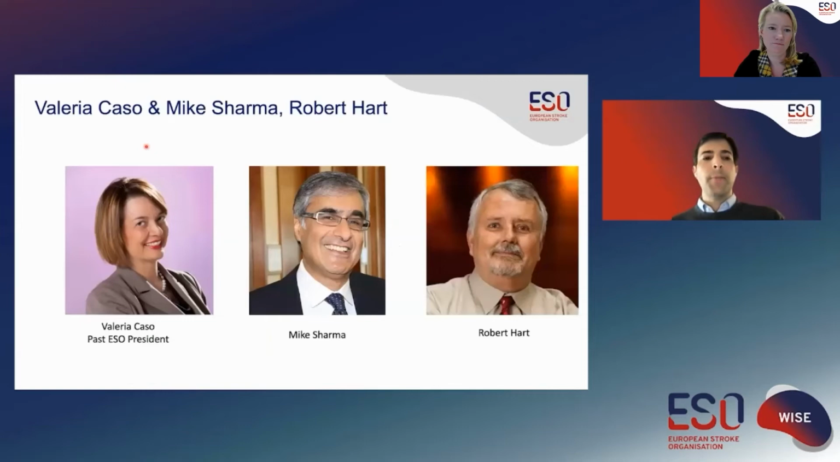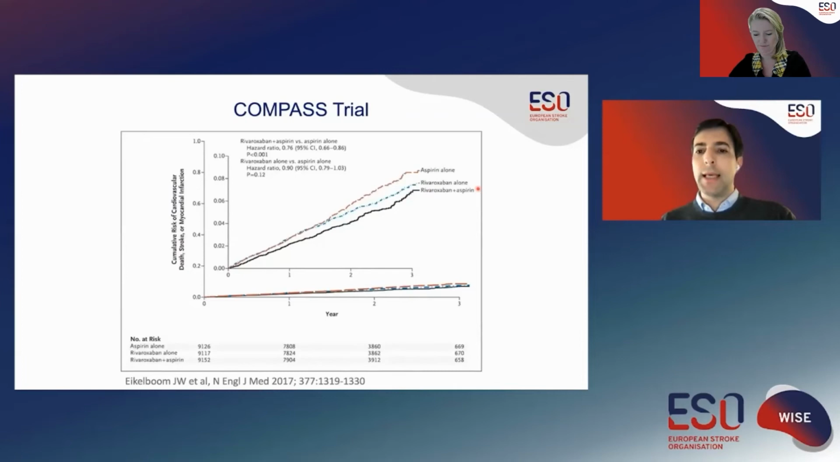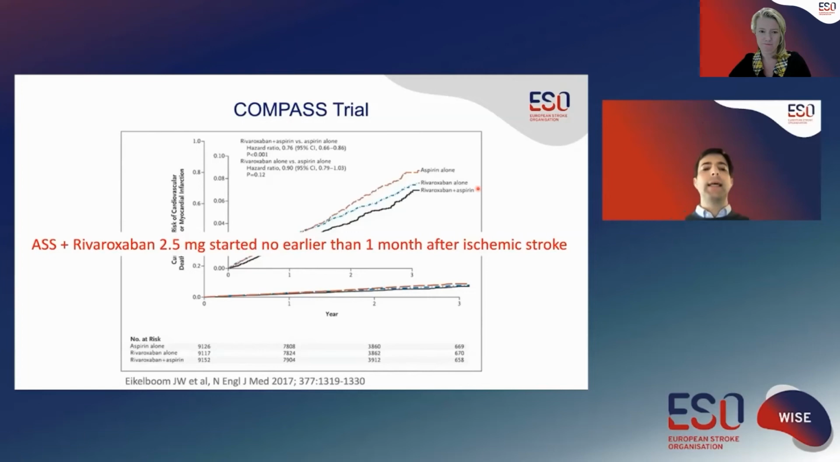And talking about trials, it is also important to mention industry-led trials. You see here Valeria Caso, past ESO president, Mike Sharman, and Robert Hart, who gave a brilliant presentation a couple of years ago on the CAMPUS trial comparing aspirin to rivaroxaban and aspirin. CAMPUS was a positive trial, but the winning combination of aspirin combined with rivaroxaban 2.5 milligrams was started only 1 month after an ischemic stroke.